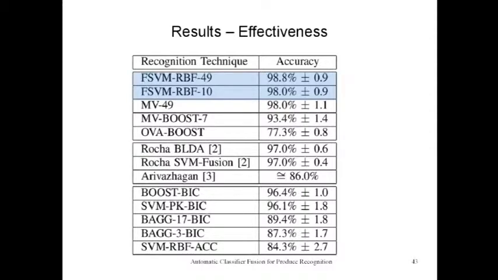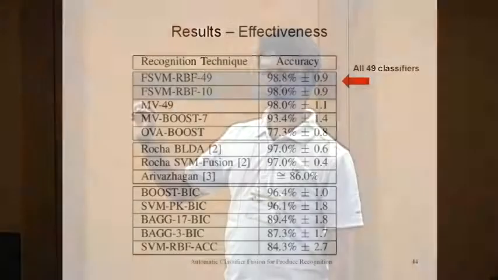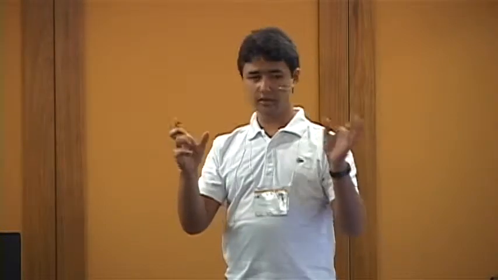So these are our results. In blue is our method. The first one is our method using all of the 49 classifiers. Why 49? Because, as I said, we consider a basic classifier as the pair of descriptor and learning method. So we have 7 and 7, 49 different basic classifiers.